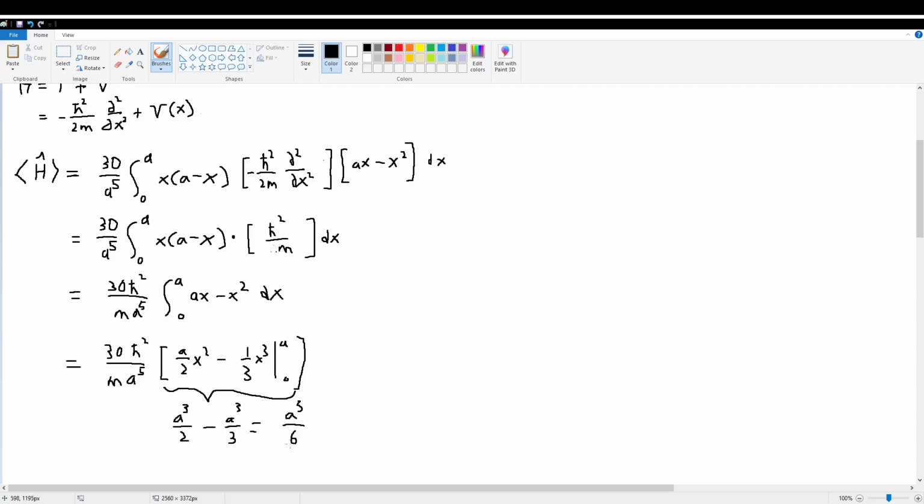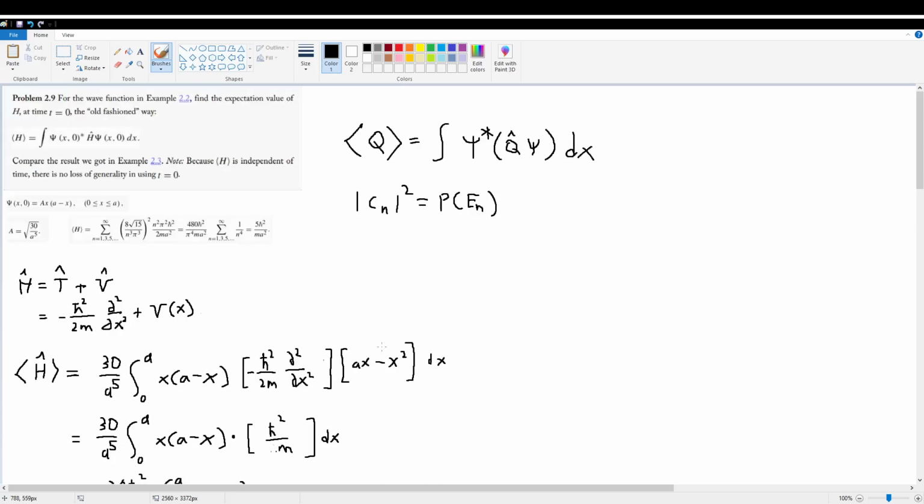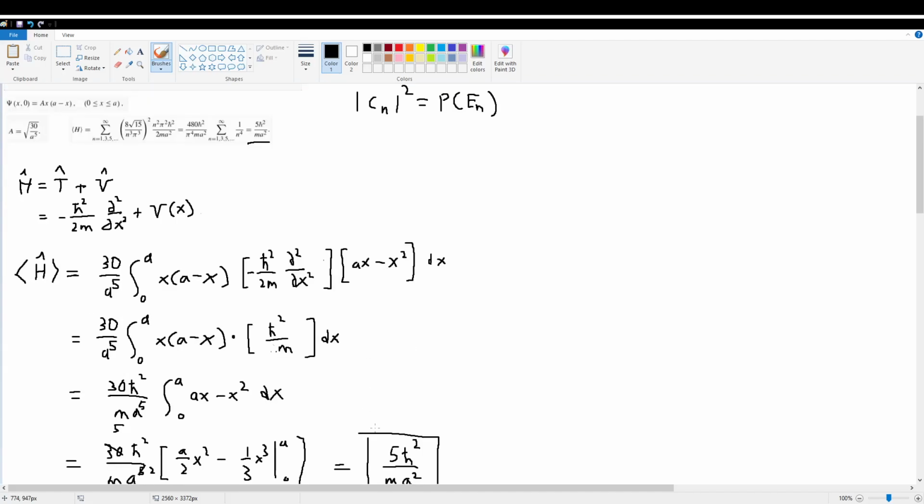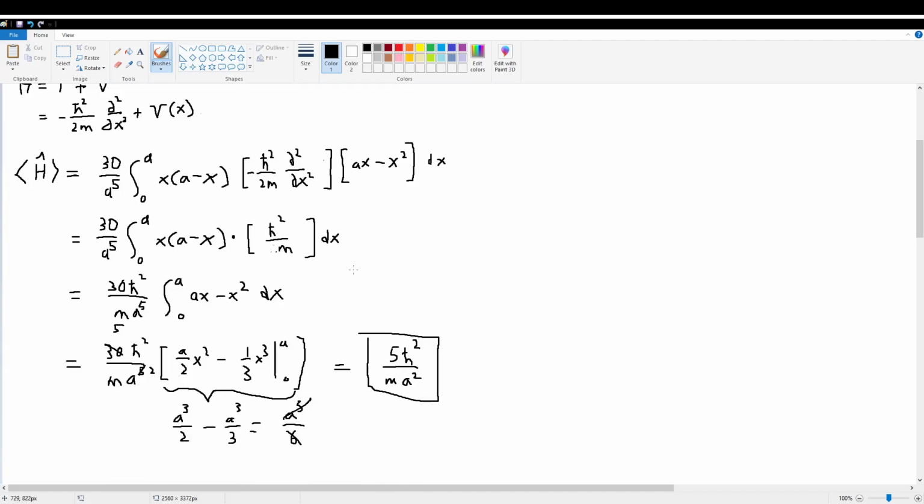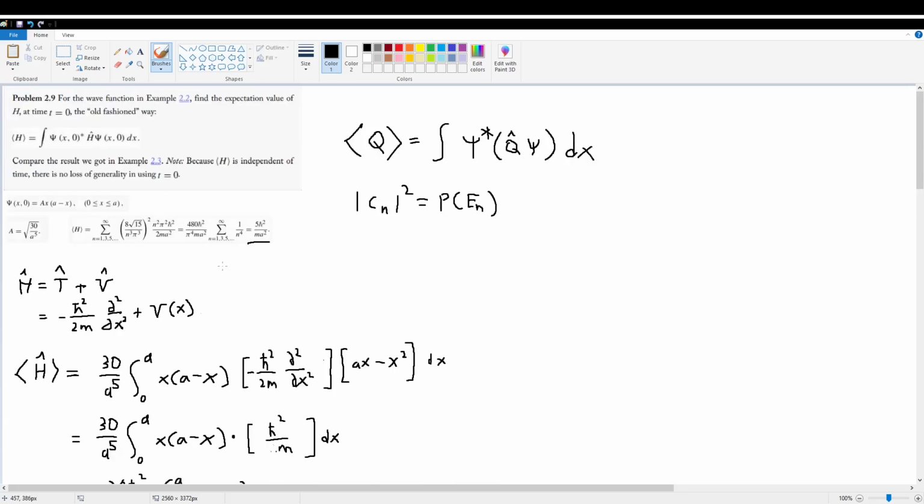Yeah, that's correct. 6 cancels out with the 30 to make a 5. And then we have a cubed on the top canceling out with the a to the fifth to make it a squared. So this finally gives us 5 h bar squared over ma squared. And if we look back, we're matching. This is 5 h bar squared over ma squared. We have 5 h bar squared on the top and ma squared on the bottom as well. So we have verified that this is true because we've linked these two solutions together, and they are in fact the same, and therefore this is the answer.